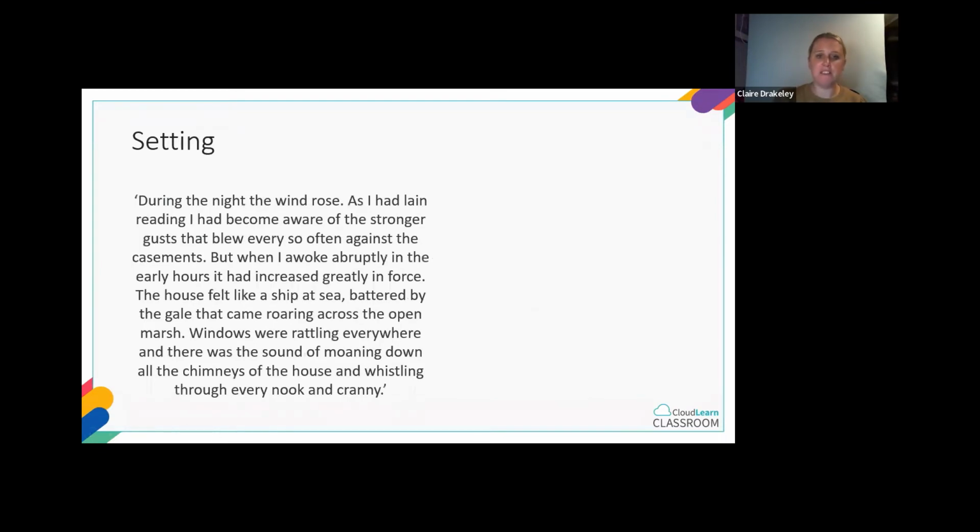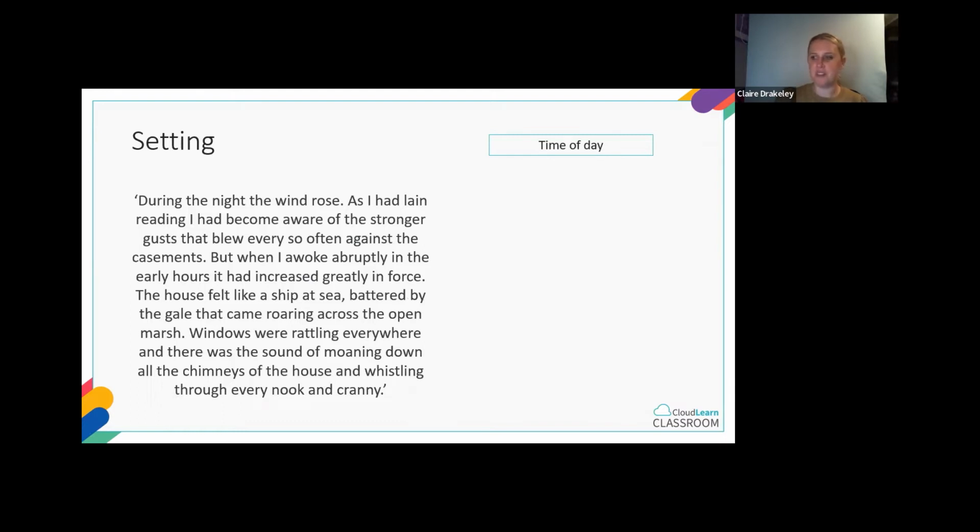This paragraph gives us a huge amount of detail about the setting, so let's have a look at what we can work out from this passage. That's the same passage there. I've just moved it over a bit so we can do this exercise. So the time of day, what time of day can we get from this passage? This is just the opening paragraph and it gives us so much information about the setting. So what's the time of day here?